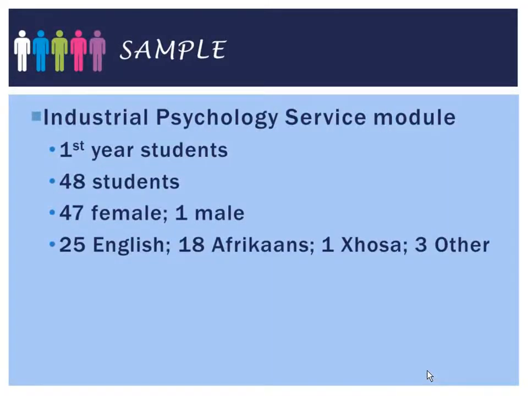So the sample I made use of, the course that I've applied this in is an industrial psychology service module. So the students are not industrial psychology students, but they are occupational therapy students. And it's a 6-credit module. They are introduced to the principles of industrial psychology, and for a lot of them, they don't actually see why they need to take an industrial psychology module.